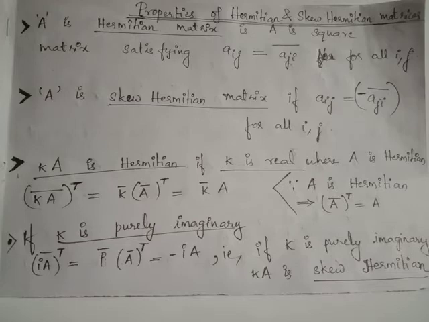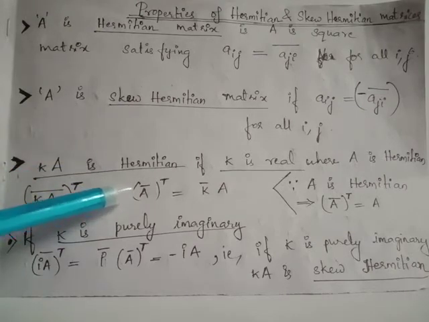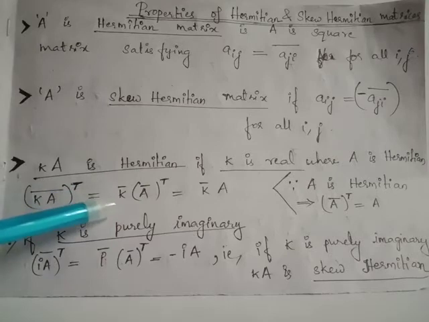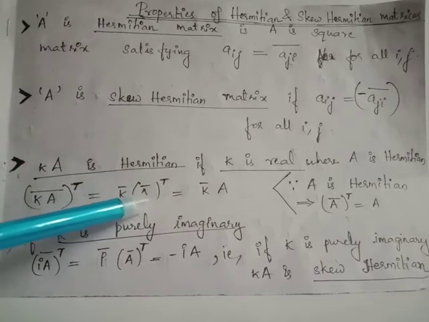Now, if A is a Hermitian matrix, is it always possible that K times A is also Hermitian? When we evaluate K times A, the whole conjugate transpose, we have K conjugate into A conjugate transpose, because K is a scalar quantity and transpose is not applicable for a scalar. So only the conjugate operation works on K. So K conjugate can be taken outside and A conjugate transpose is obtained.